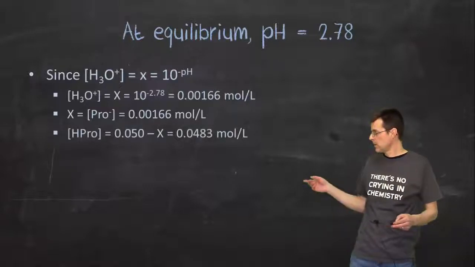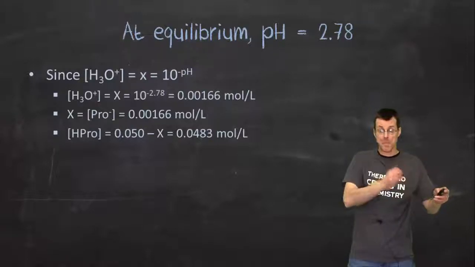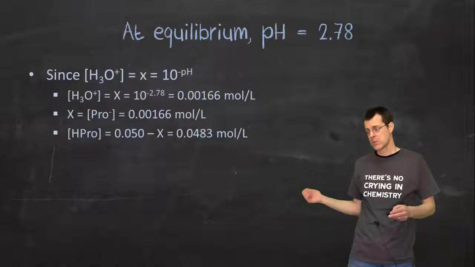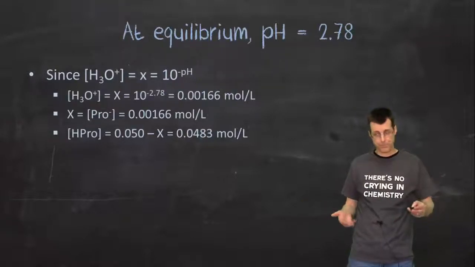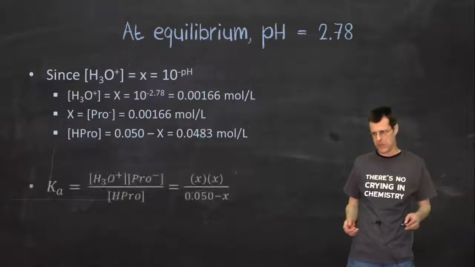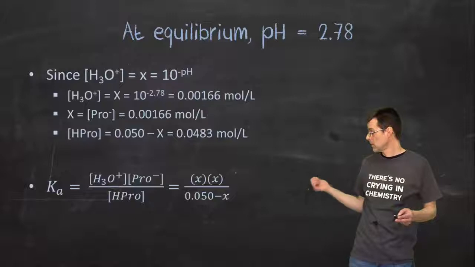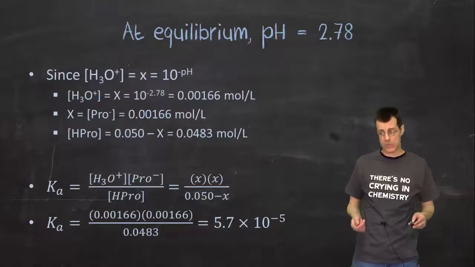And then the amount of acid still remaining was the amount that I started with minus the amount that dissociated. So I can use the ice table again to figure out the concentration of undissociated acid. Put all of those values into my equilibrium expression, and I end up with a K value of 5.7 times 10 to the exponent negative 5.